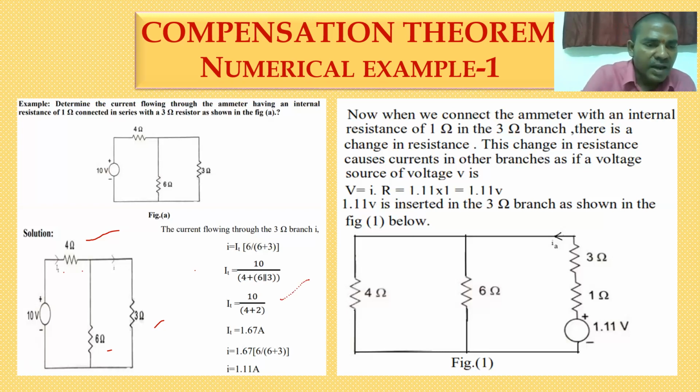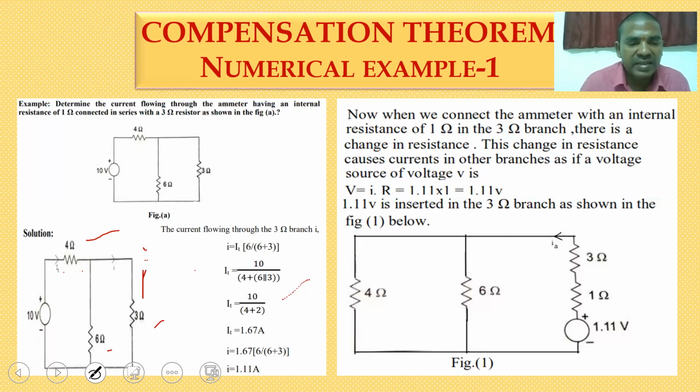Now the current flowing through the 3 ohm resistor, by using current division, is 1.67 into 6 divided by 6 plus 3. By using current division, it is the total current times the opposite resistance divided by the sum of the resistances connected in parallel. So finally you get the current flowing through the 3 ohm resistor as 1.11 amperes.